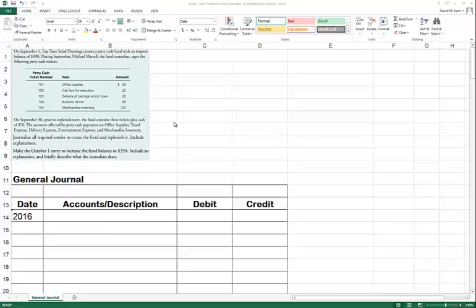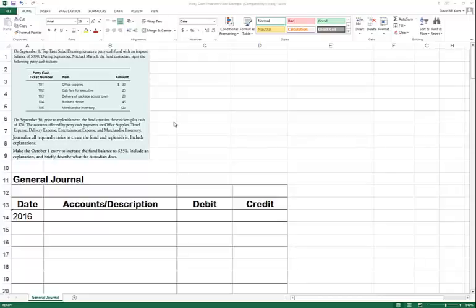It says on September 1st, Tops Taste Salad Dressings creates a petty cash fund with an imprest balance of $300. During September, Michael Martell, the fund custodian, signs the following petty cash tickets. Now remember, those petty cash tickets need to have the proper receipts attached to them, so we know that those expenses or assets were either incurred or purchased. So we have tickets 101 through 105.